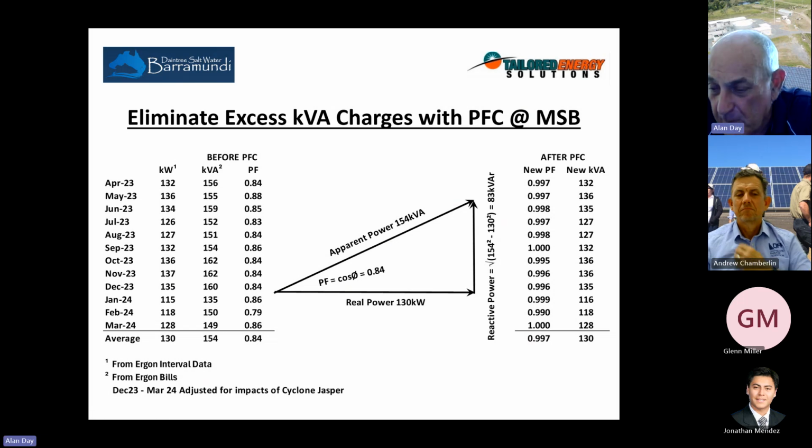So we can, by putting those capacitors in at the main switchboard, supply that kVA within the business and basically reduce the kVA to the kilowatts. So you have a power factor of 1 as far as Ergon's concerned, or very close to it, 0.997.